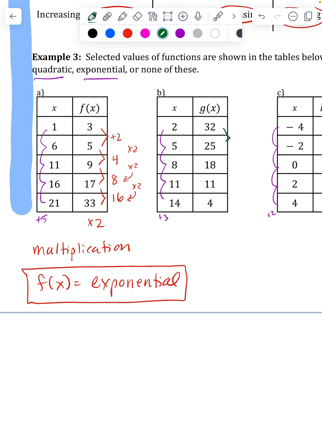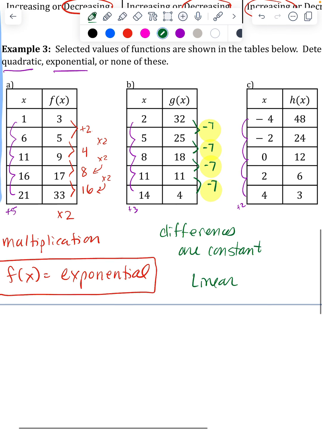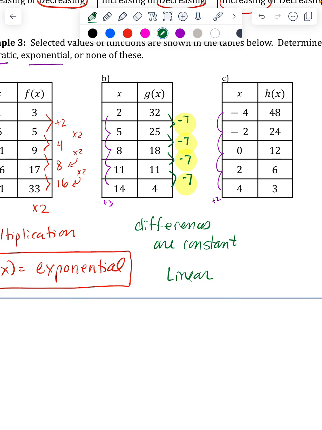Here, when I look at these values, I can see that this went down 7, as did this, as did this, as did this. So these are constant, and we started the year with that. Because these changes in y values, the differences, are the same. That's ironic, the differences are the same. Actually, the word they'll use is constant. That's going to indicate that this is linear. These are going down by 7, down by 7, down by 7. That would generate a line.